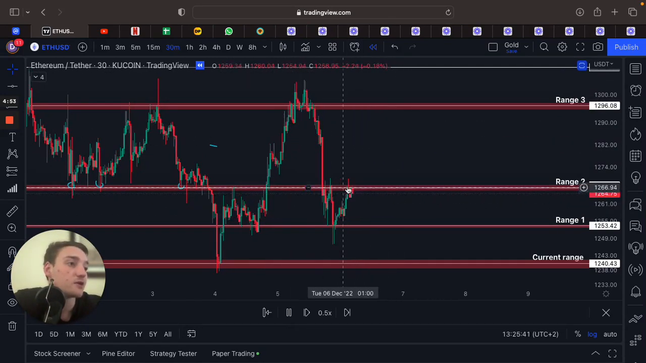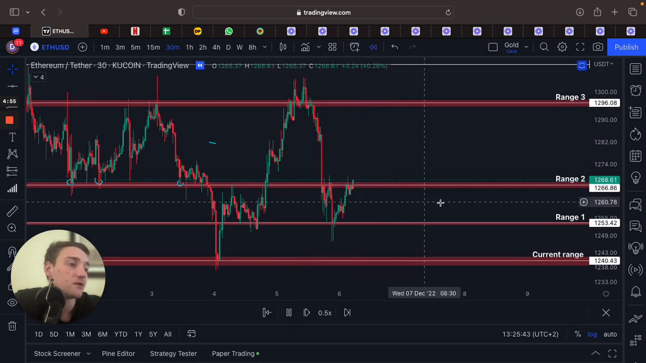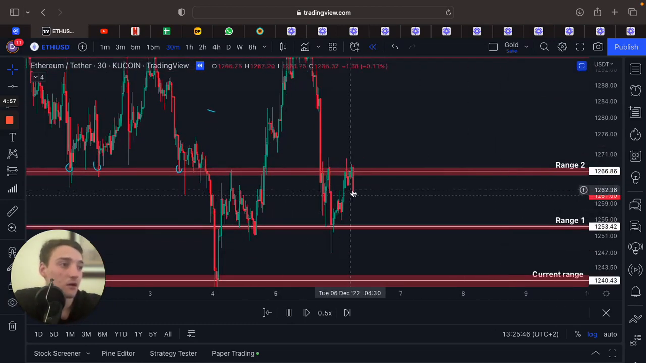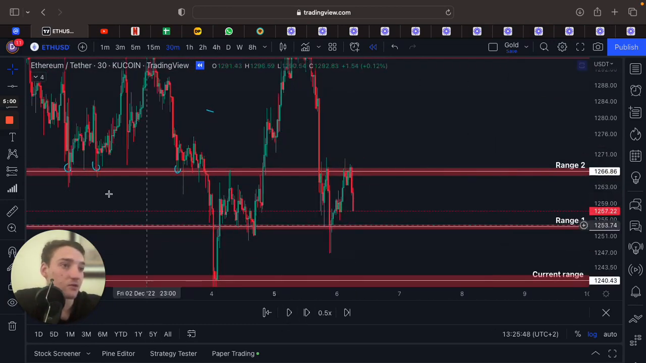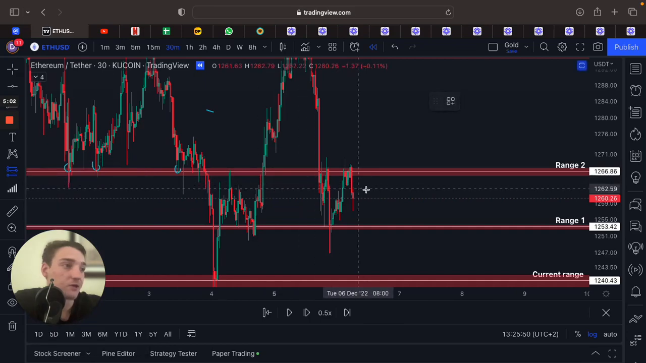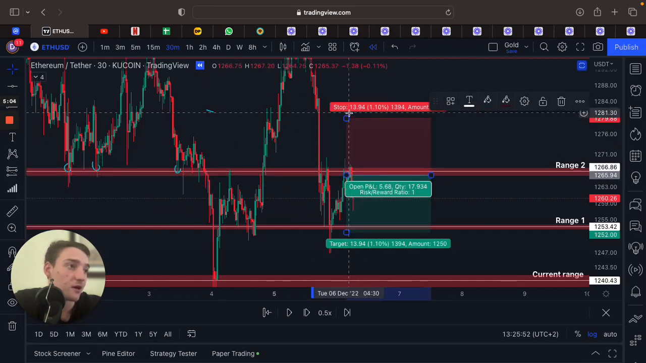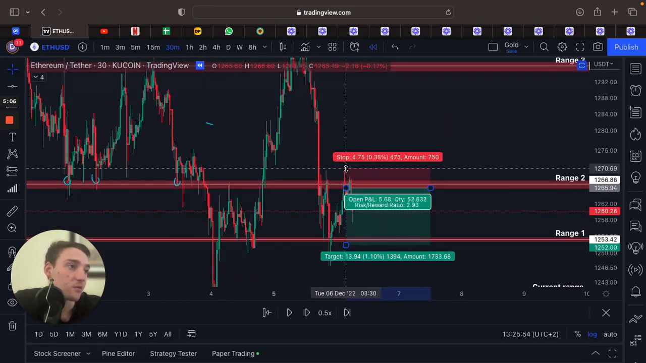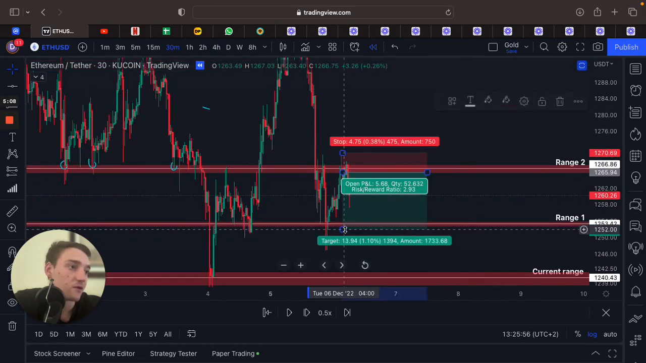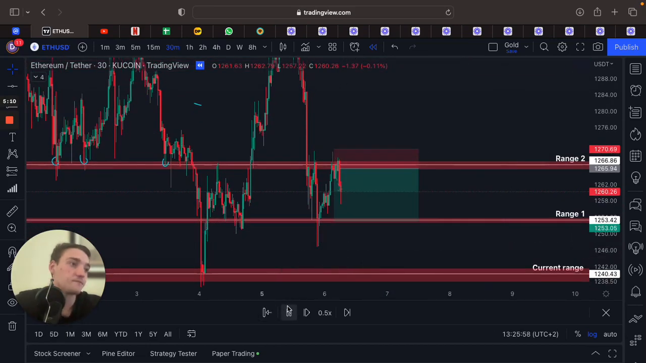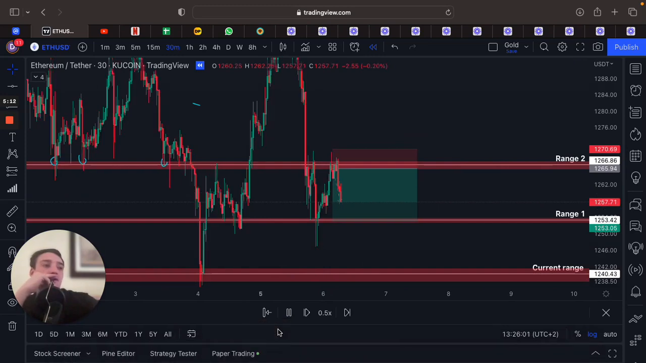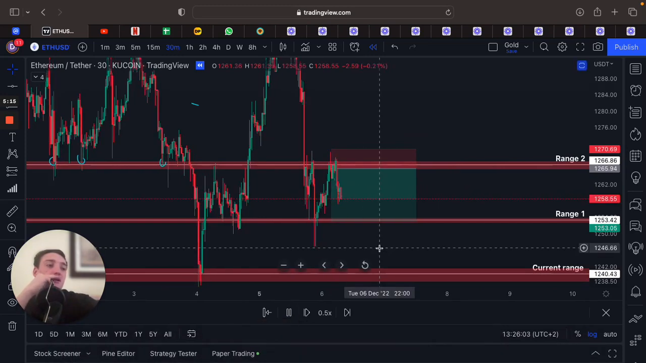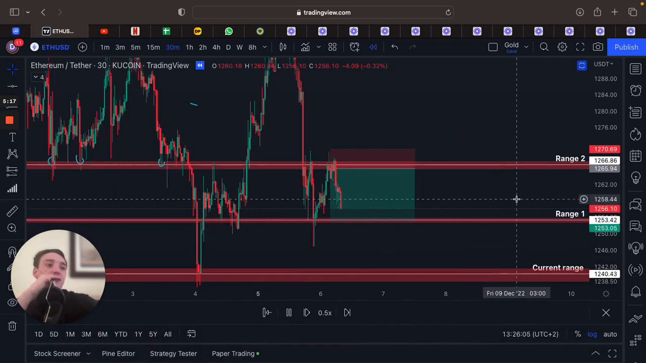So over here you can see you could have shorted here. See what happens. That's also a valid short. You see how we rejected that zone. We rejected, and then you go here, stop loss above that wick, take profits at range 1. So you can just see how these ranges work.